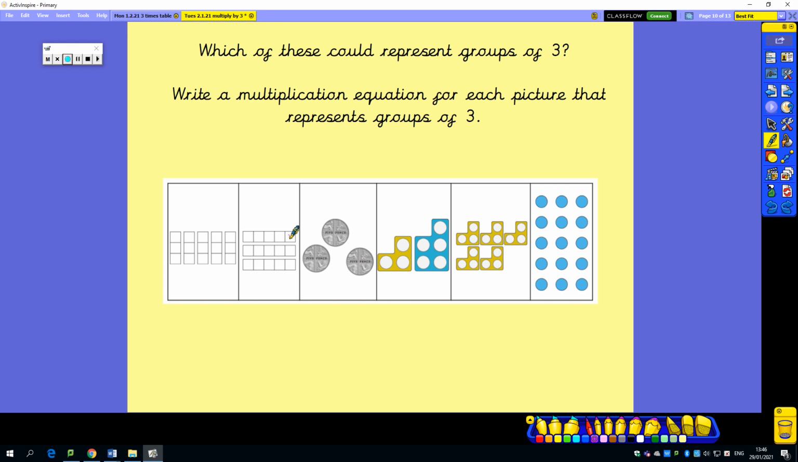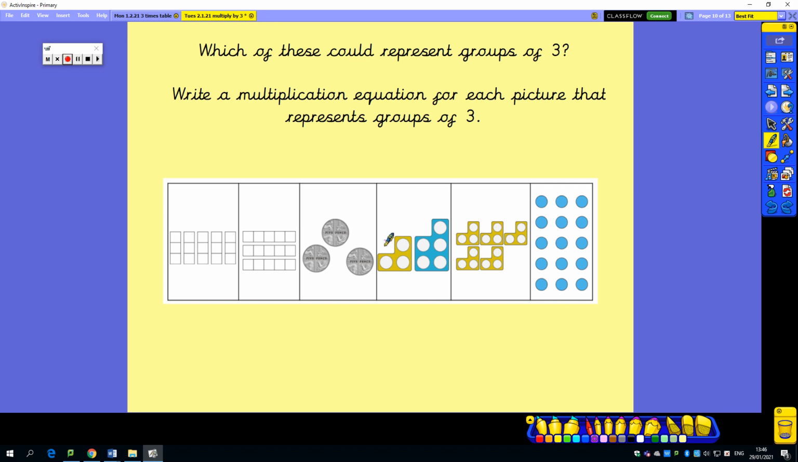1, 2, 3, 4, 5. So that's a group of 5. It's a group of 5, 3 times. So hopefully that one didn't catch you out. Have a look at this one. Does this one represent groups of 3? Have a look at what coin it is. It's a 5p coin. So it's a group of 5 pennies, and you've got 3 of them. So that doesn't represent groups of 3. Again, it represents groups of 5.